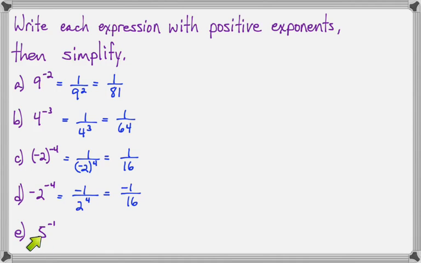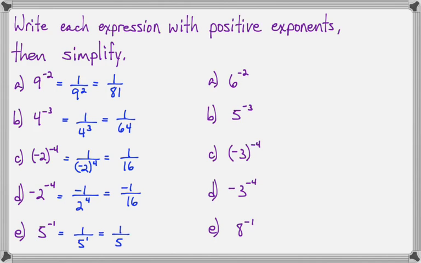Now we have 5 to the negative 1, which if we move to the bottom to make a positive exponent, we'll have 1 over 5 to the positive 1, which is really just 1/5. And now I have some examples for you to try on your own. So I hope you'll pause the video and work them on your own and see how it goes.